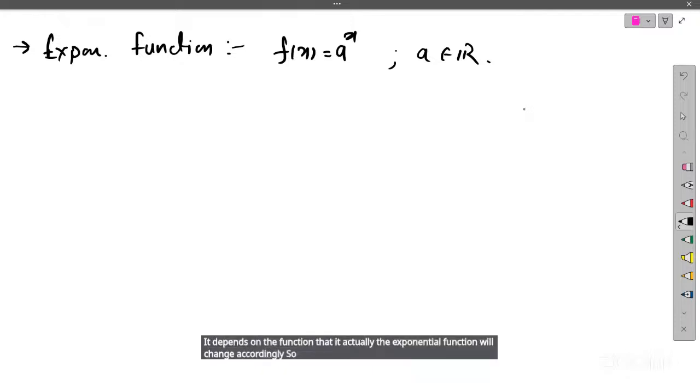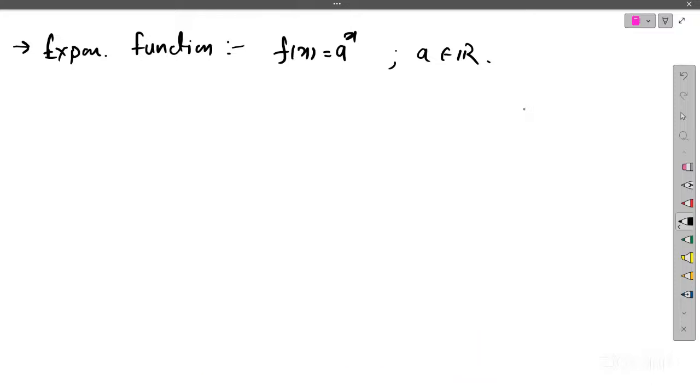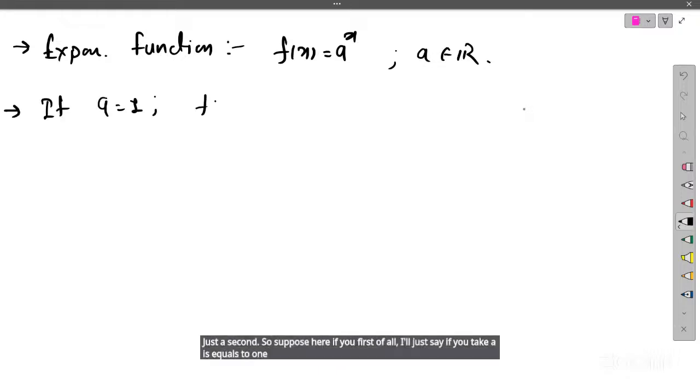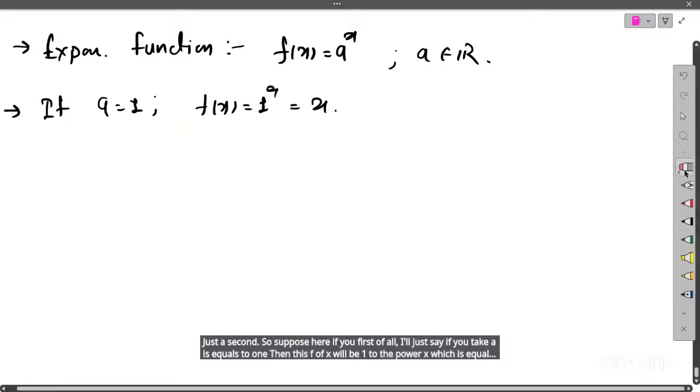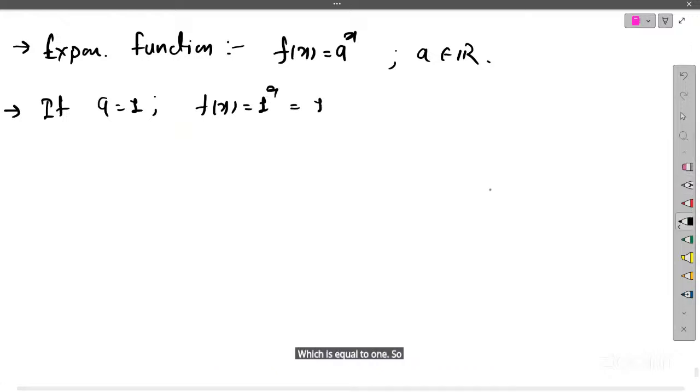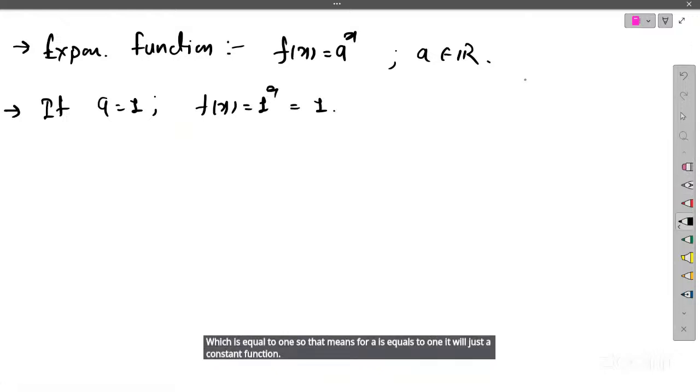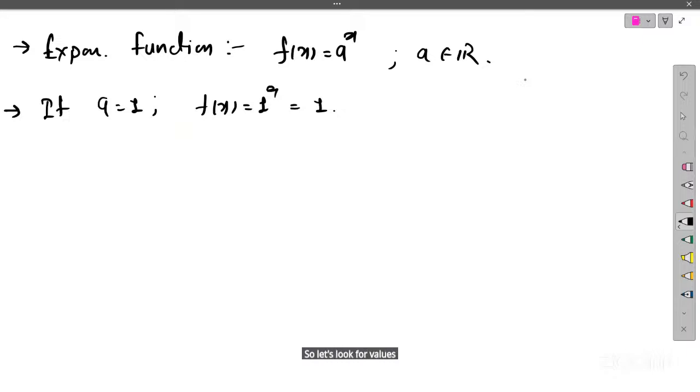I'll take two cases, and for negative values we can judge similarly. First of all, if a is equal to 1, then f of x will be 1 to the power x, which is equal to 1. So for a equal to 1, it is just a constant function. So let's look at values other than 1. Here we'll take two cases. The first case is when the value of a is positive.